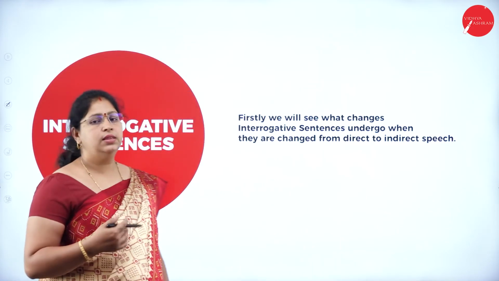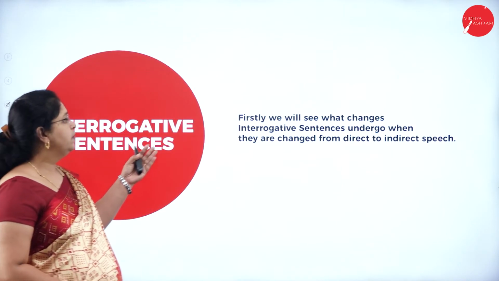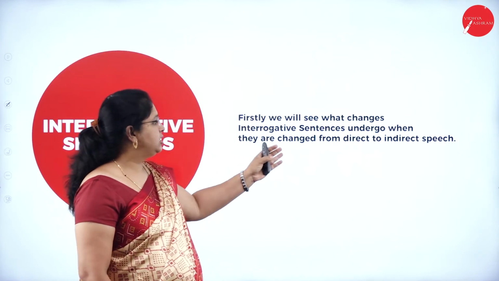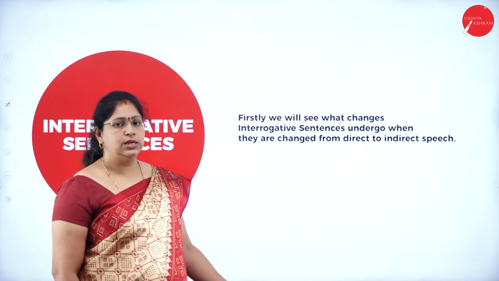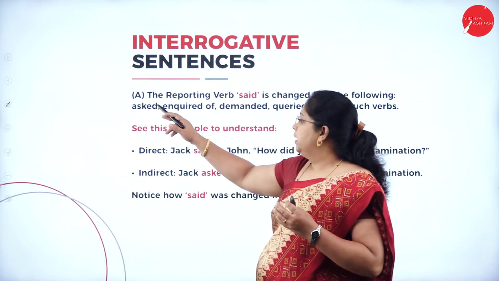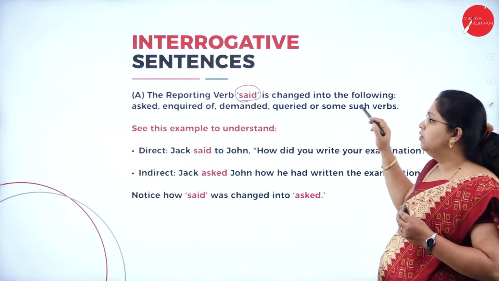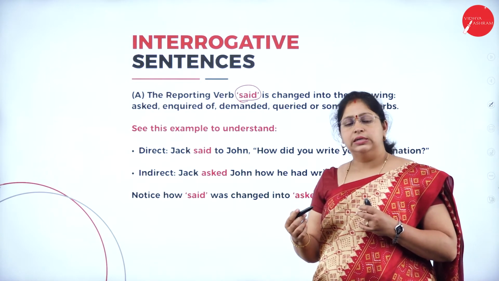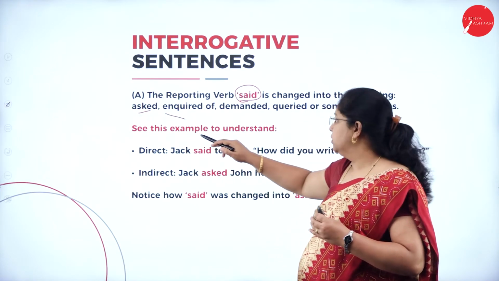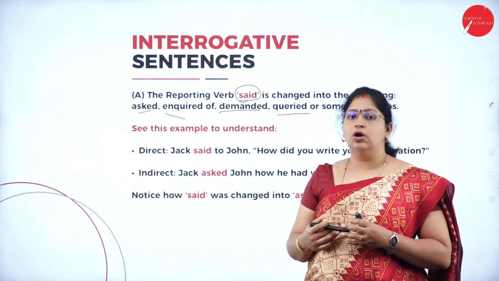Next, we will see when it is an interrogative sentence. What do we need to do when it is an interrogative sentence? Firstly, we will see what changes interrogative sentences undergo when they are changed from direct to indirect speech. Let us see that. So, here I have some examples for you. A reporting verb, said, is changed into the following. Okay, depending on the sentence, it changes. Said may become asked or inquired of or demanded, queried. Some such words are used instead of said.